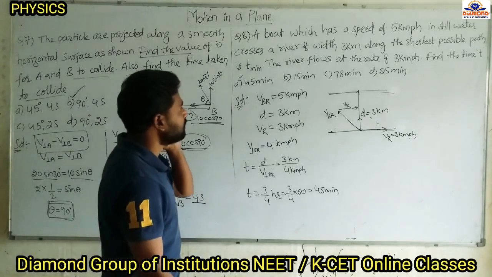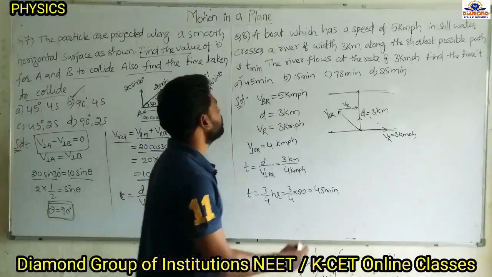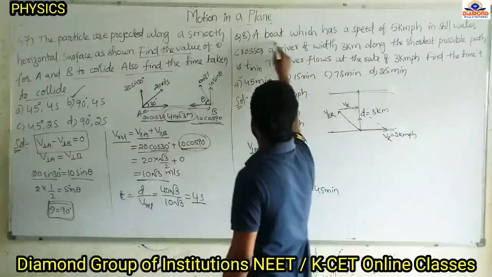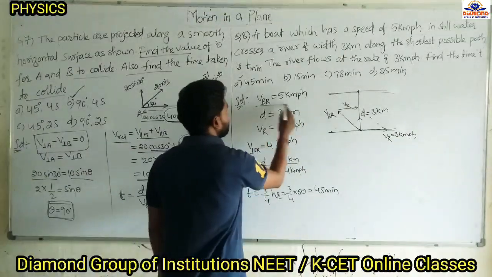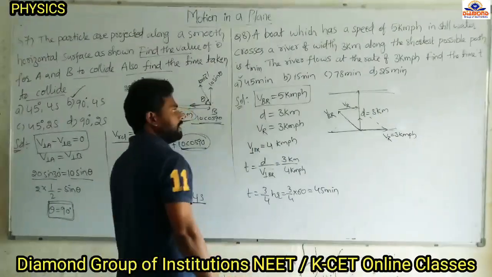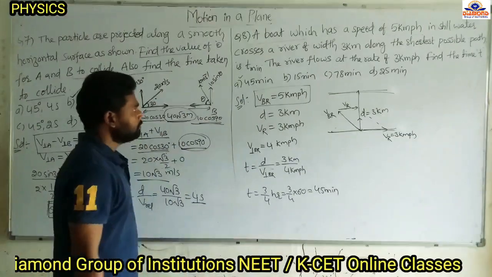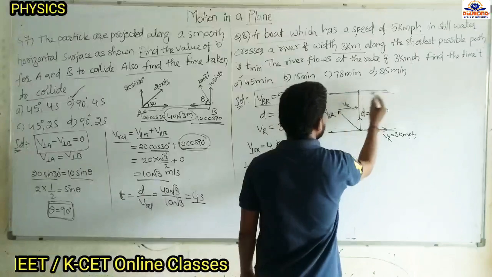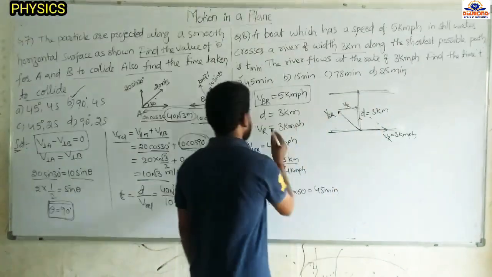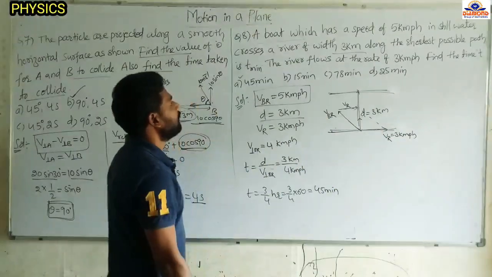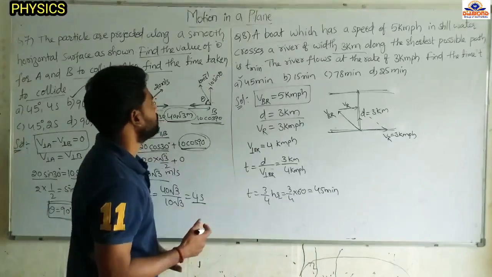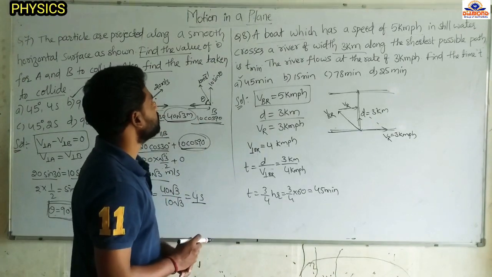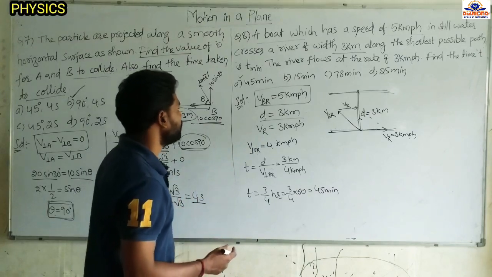Okay, next, let's see the 8th question. A boat which has a speed of 5 km per hour in still water. So the speed of the boat with respect to the river is given as 5 km per hour. The width of the river is given as 3 kilometers. This is the river. Now the width of the river equals 3 kilometers. Along the shortest possible path, it will reach in t minutes. The river flows at the rate of 3 km per hour.